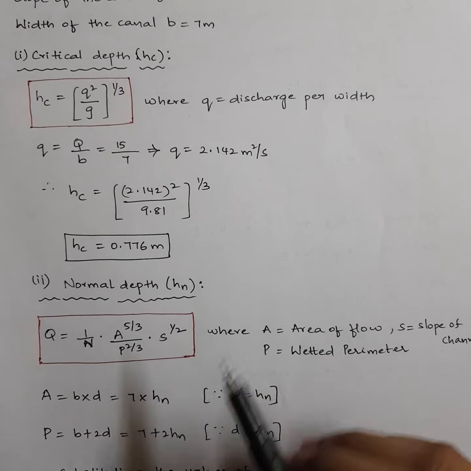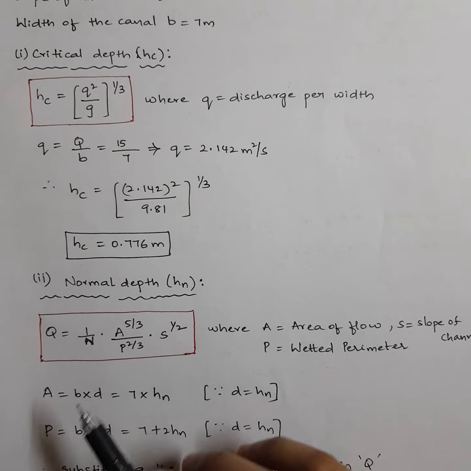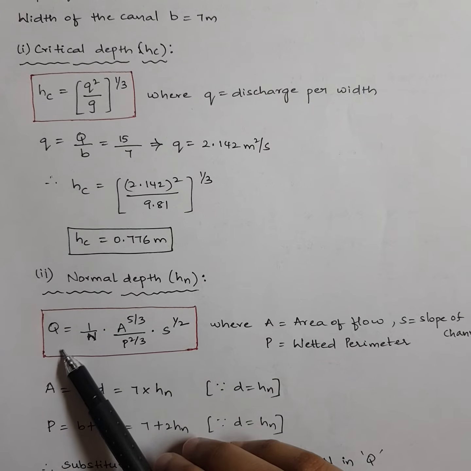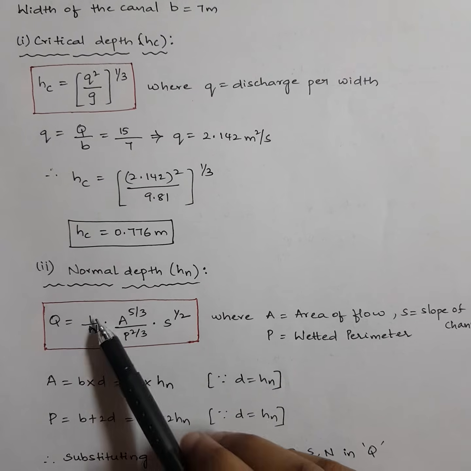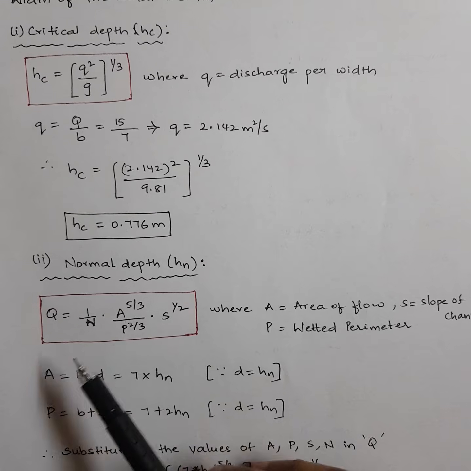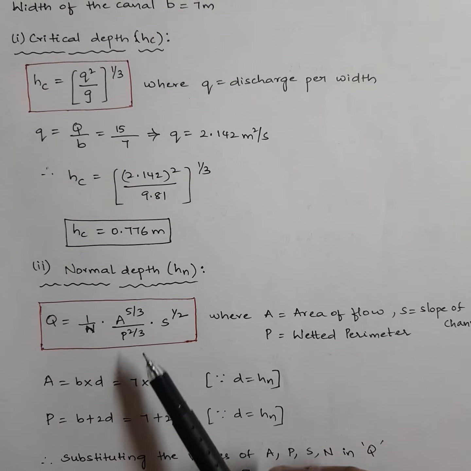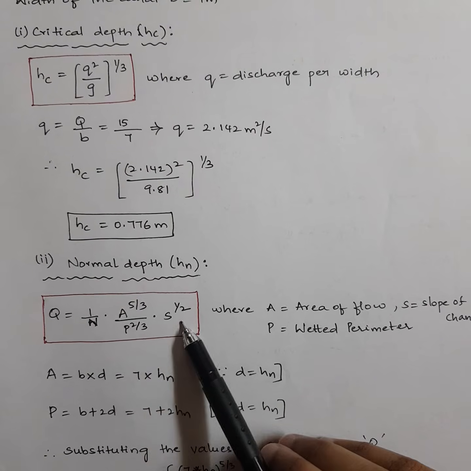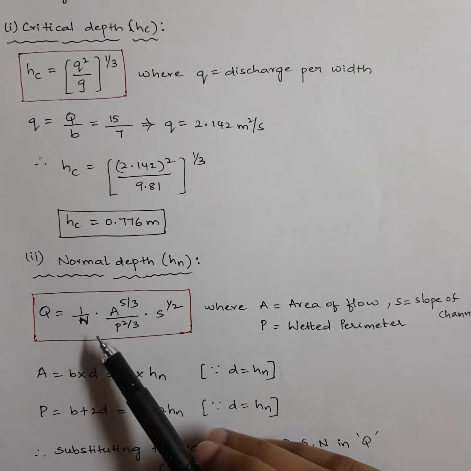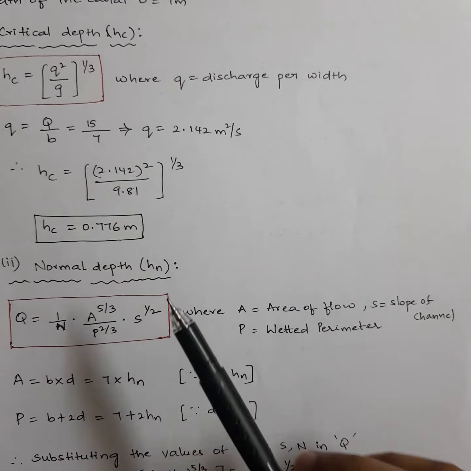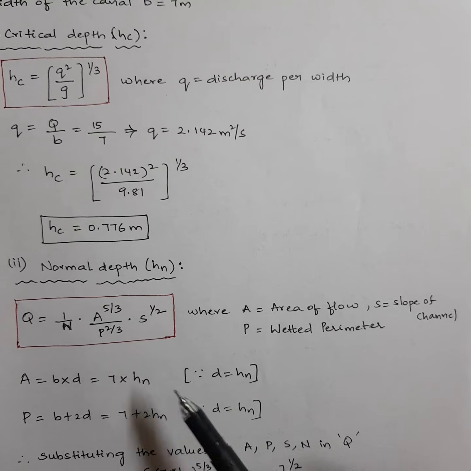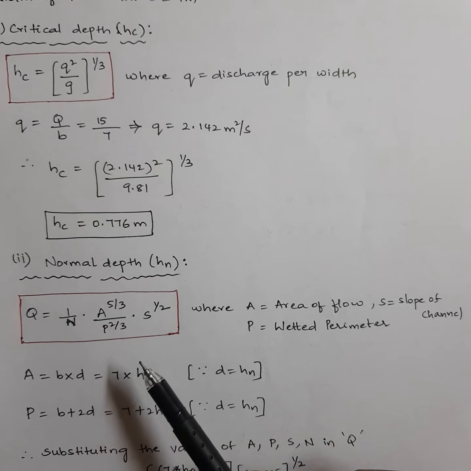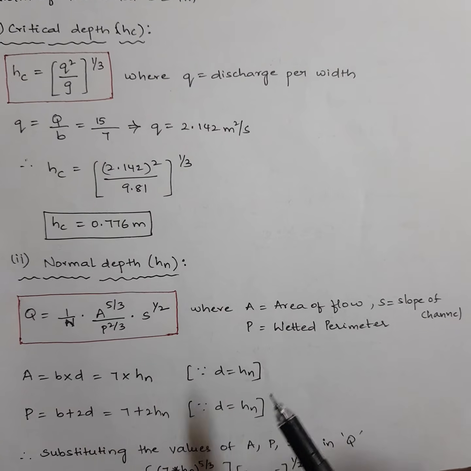For calculation of Hn, we have a formula. First of all, the formula for discharge: Q is equal to 1 by n into A power 5 by 3 by P power 2 by 3 into S power 1 by 2. Here n is your Manning's n, which is already given in the question. A is the area of the flow, P is the wetted perimeter, and S is the bed slope given to us.